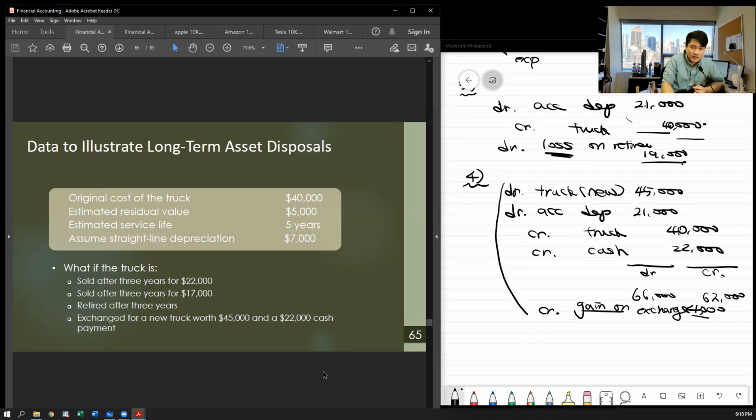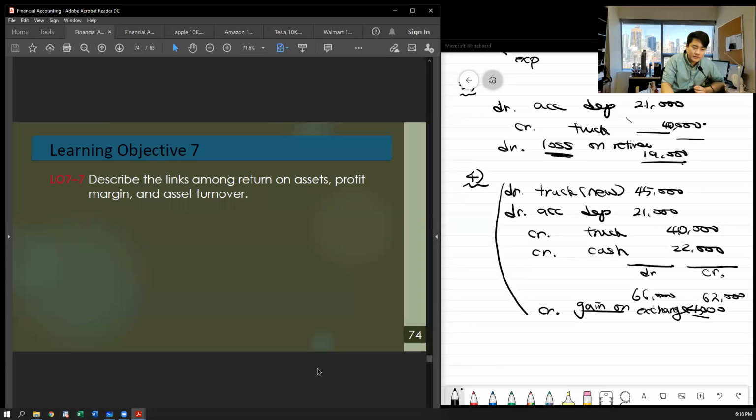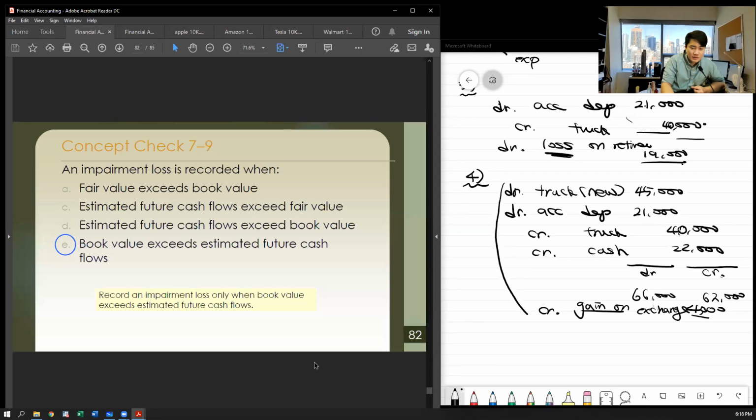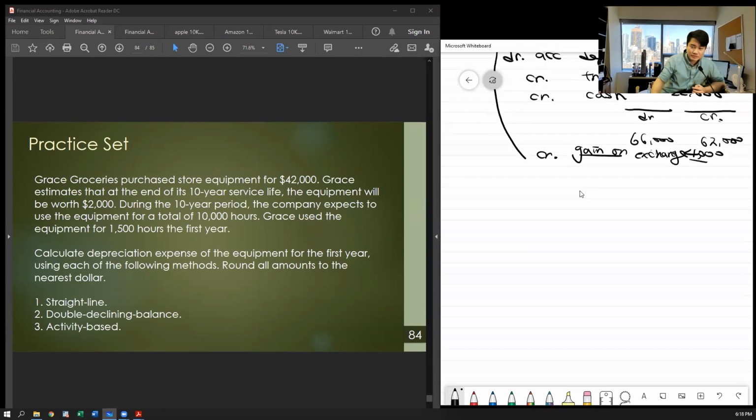So that's the disposal of your long-term assets. And then at the end of last class, I had some tablet issues. So I wanted to go over the practice question once again to make sure that everyone is on board.